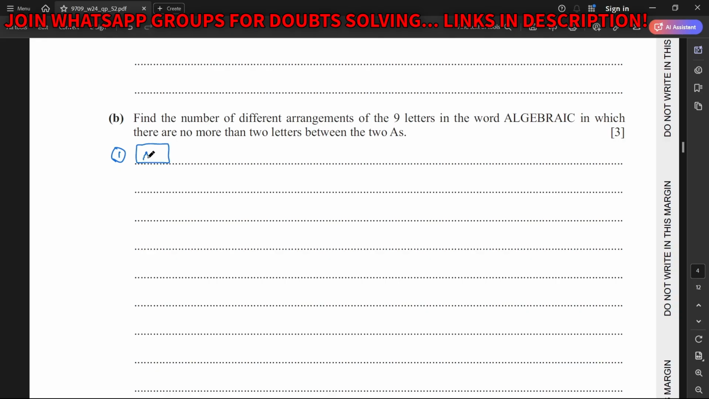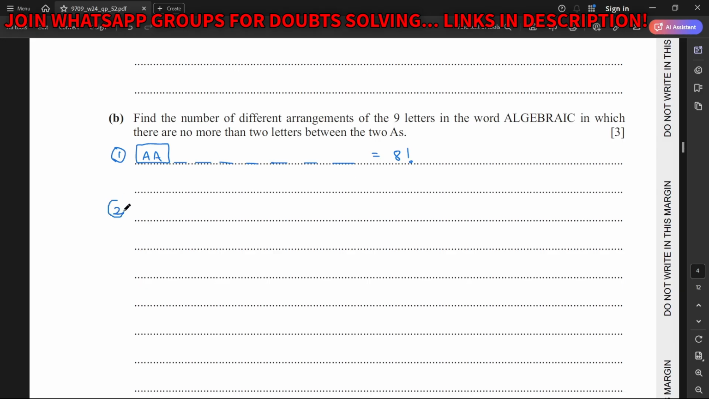The A's must be together. So if I remove 2 out of the 9 letters, I am left with 7 other letters: 1, 2, 3, 4, 5, 6, 7. So there are a total of 8 different places in which I can arrange these two A's together, and therefore this will become 8 factorial.